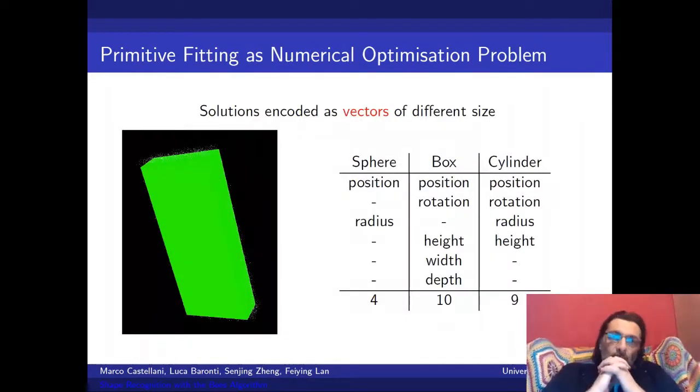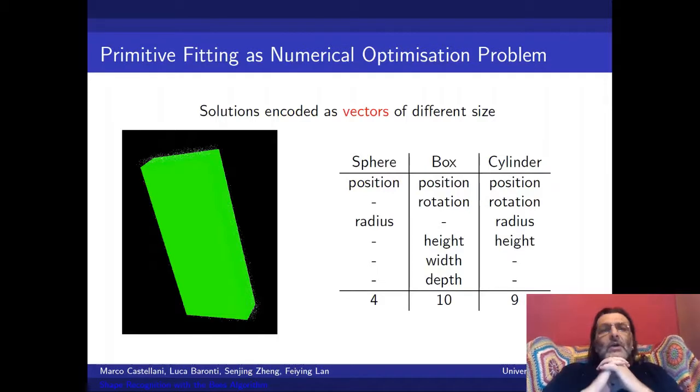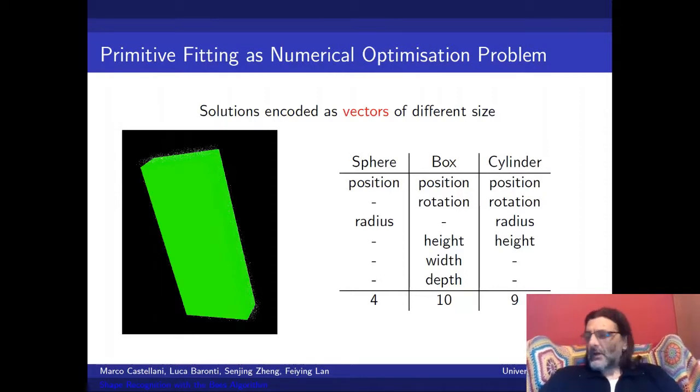Now we decided to approach this problem as a numerical optimization problem, and then use the BEAS algorithm to solve it. Now you all know the BEAS algorithm. I don't need to explain what the BEAS algorithm is. You are here at the workshop for the BEAS algorithm. We'll just explain the two bits that are necessary to adapt the BEAS algorithm to this particular problem domain. The first is the encoding of the solutions, the second is the fitness function.